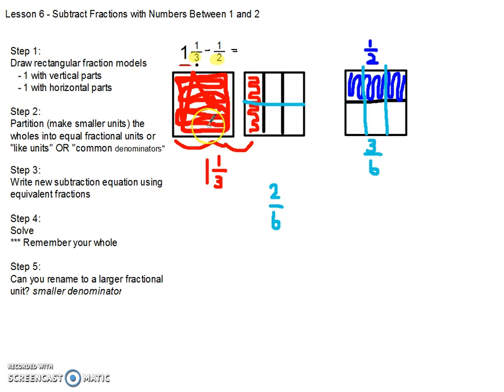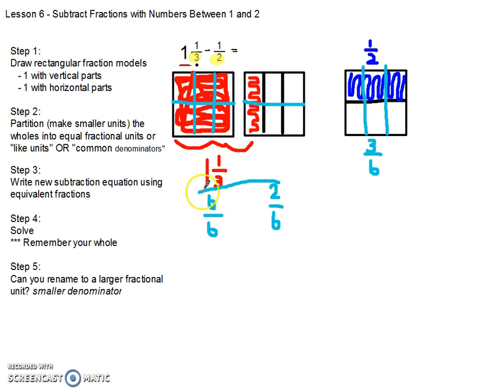Now, I still have my 1 whole, but I also want to break this 1 whole into those 6 equal parts by drawing the same lines. So that 1 horizontal line and the 2 vertical lines to make halves and thirds. And I have 6 parts out of the 6 parts that make my whole.